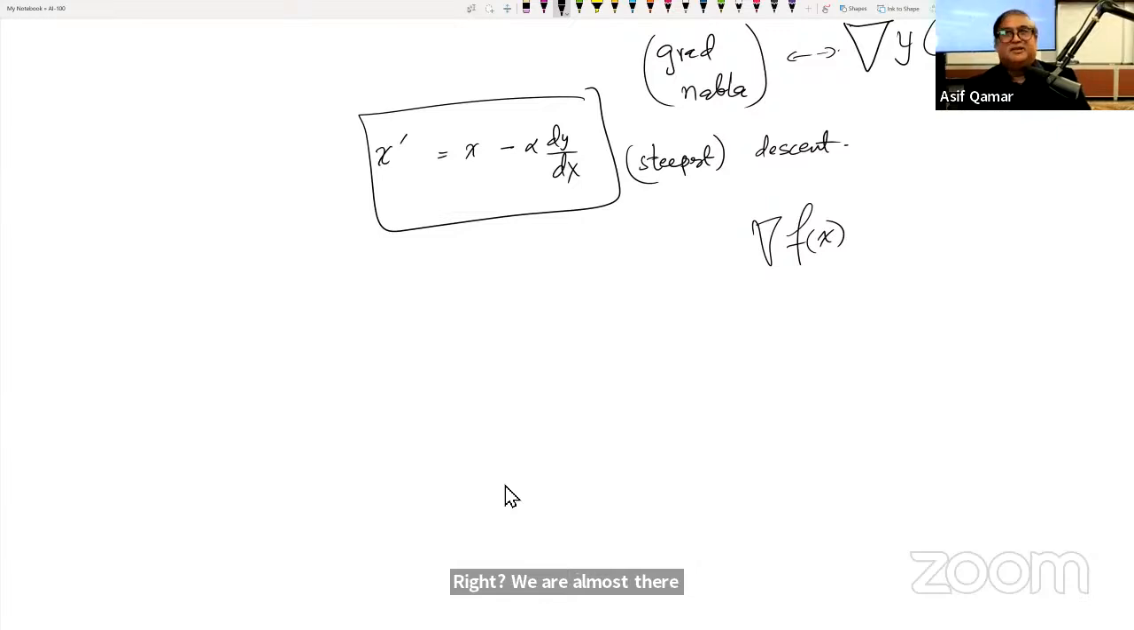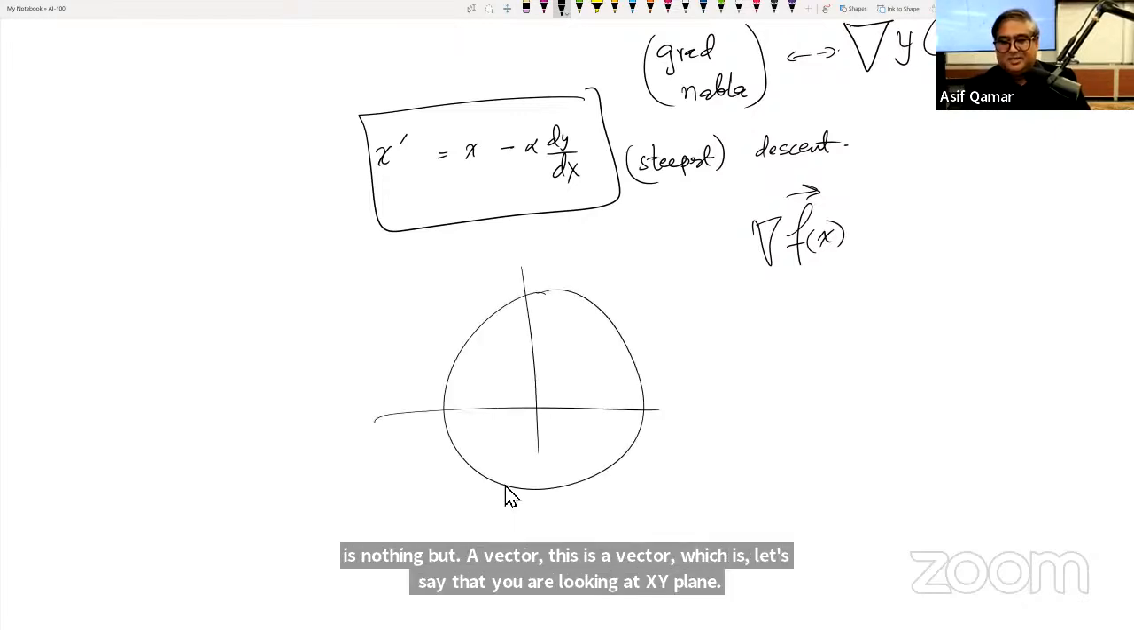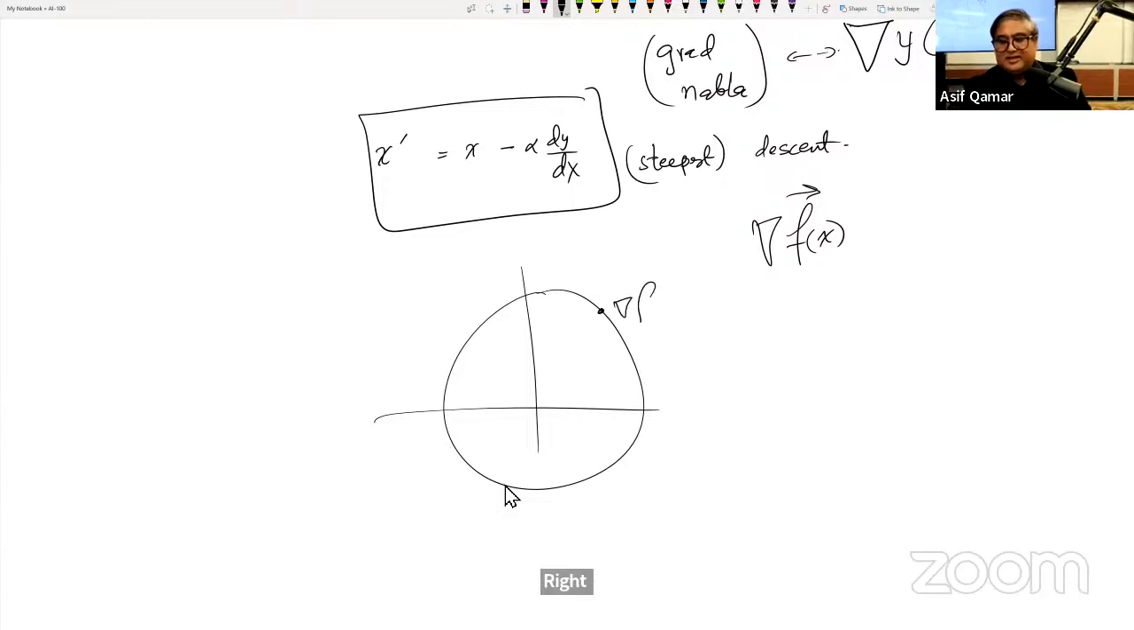Just like derivative, we know how to take. So a little bit of calculus. This is nothing but a vector. Let's say that you're looking at the XY plane, and some curve. Let me take some curve. At this point, what is the gradient of this function? Remember, the gradient is the direction of steepest increase, and we'll come to it.